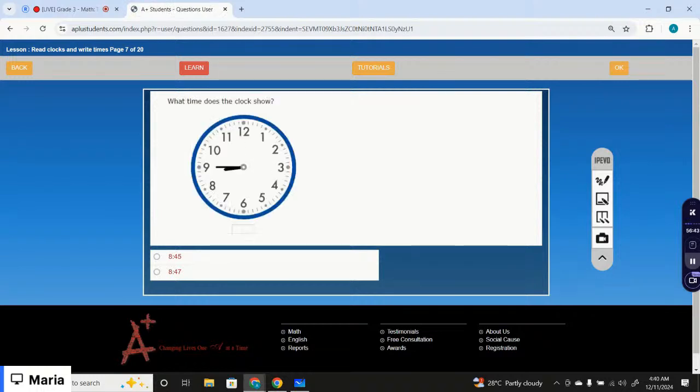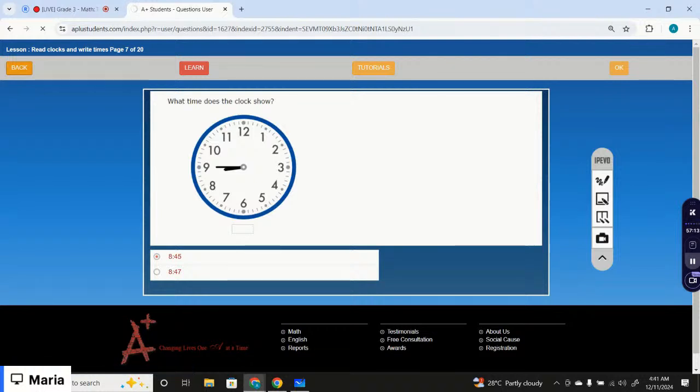What time does the clock show? Which is the correct option? That is 8:45. Option number 1 is the correct option. Okay, you can complete the lesson by yourself later today.